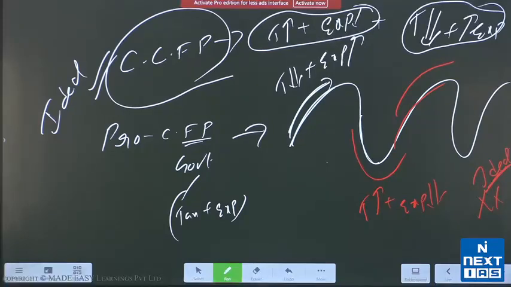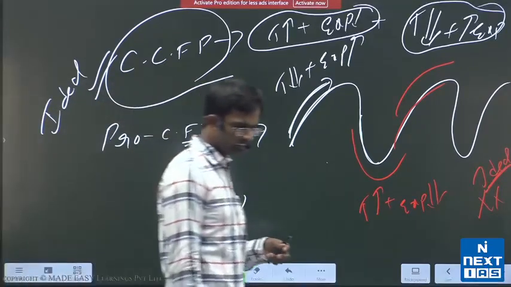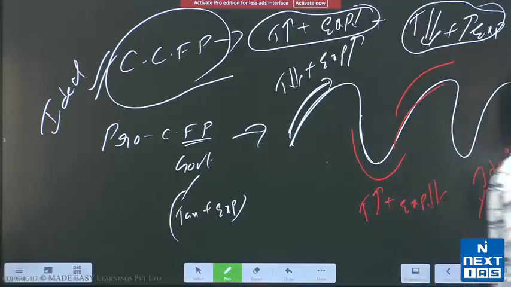Tell me, when recession is going on, will the government increase taxes? Write, taxes are increased, comma, expenditure decreased. Tell me, this pro-cyclical fiscal policy, good idea, bad idea? Write, bad idea. It is not suggestible, bad idea.